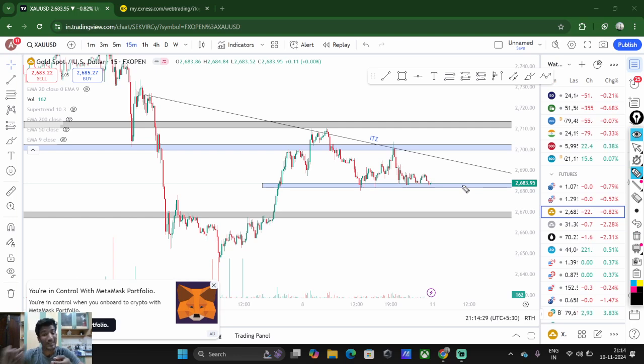Invite setup at the minor zones forms the liquidity zone, then liquidity grab, and then fake move. So we've learned the basics now. Let us move on to the trade.